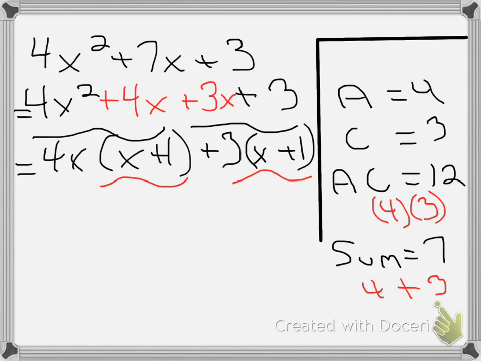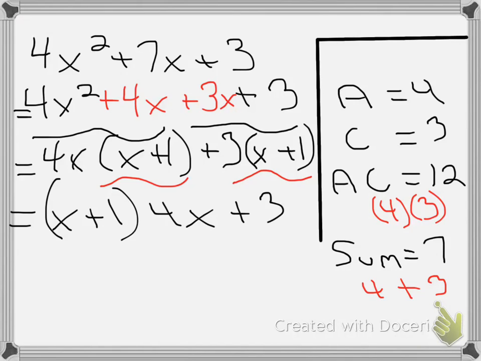We pull out that common factor, x plus 1. Once we do, what are we left with? x plus 1 times 4x plus 3. And again, what method is this called? This is called the grouping method, or it could be called the AC method. I like to call it AC because you write down what A is and what C is. So again, you use this method when the leading coefficient is not a 1.